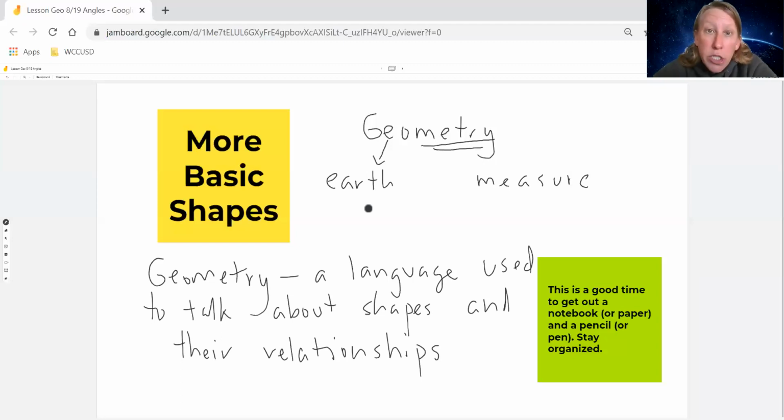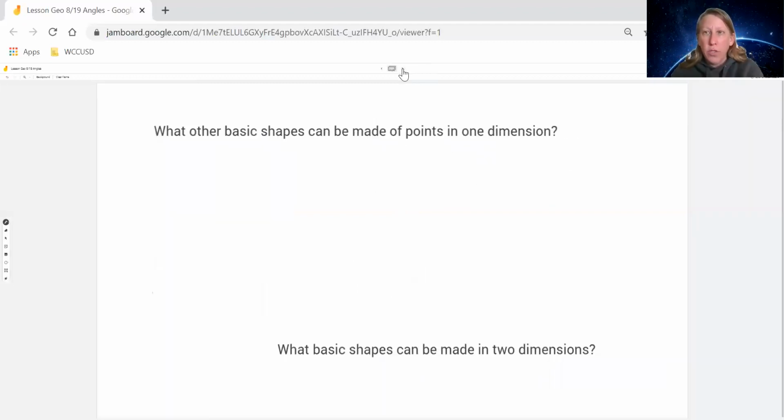That's why when you open a geometry book, there's a lot of shapes. There's also a lot of vocabulary because it's a language. And we talk not just about shapes, but the relationship between the shapes. So let's do a little review. What's the most basic shape in geometry?